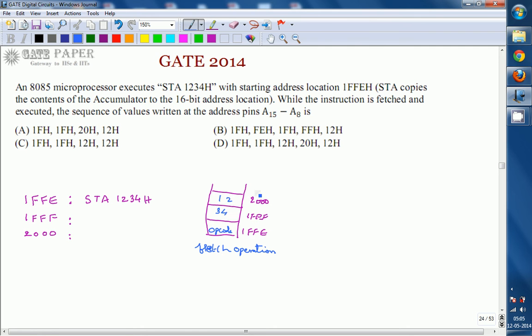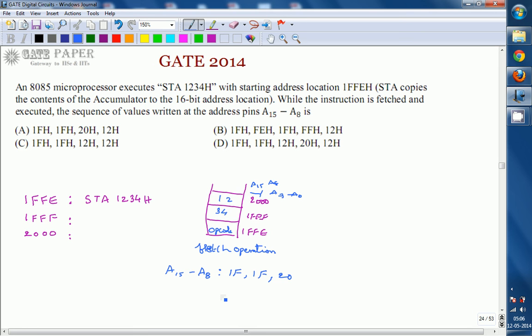Out of these, the first two hex digits are A15 to A8, and the last two hex digits are A7 to A0. So the higher byte A15 to A8 is loaded with 1F in the first cycle, 1F in the second cycle, and 20 in the third cycle. So the address pins A15 to A8 are loaded with 1F, 1F and 20 for the fetch operation.